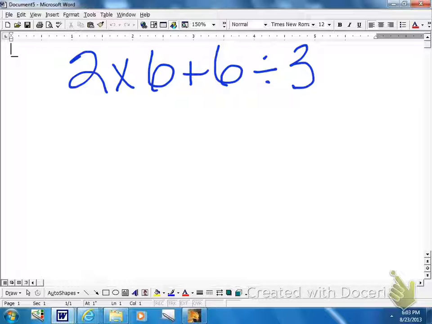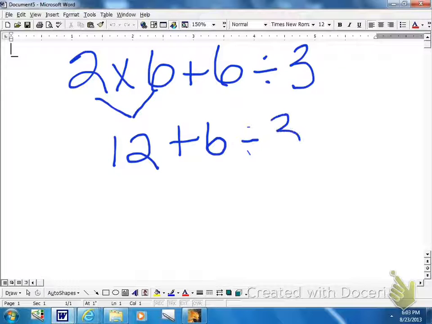Excuse, exponents, I don't have any of that. My dear, multiplication and division left to right. So if I look left to right at my problem, the first thing I see is the multiplication sign. So I'm going to go ahead and multiply first. 2 times 6 is 12. Bring the rest down, one step at a time.